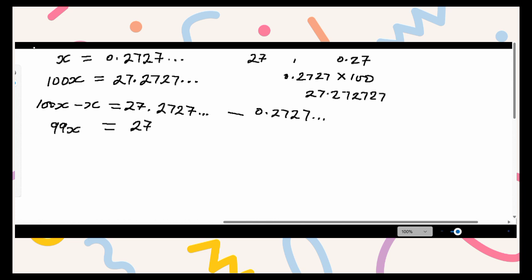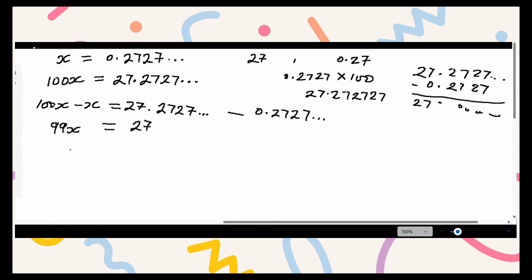You see, we have 27.2727 repeating, right? And then the 0.2727. So when we do the subtraction, the whole of after the decimal point is going to give us 0000, right? And then 27 minus 0 is going to give us 27, so it's going to be 27.000. That is why we have 27 here.